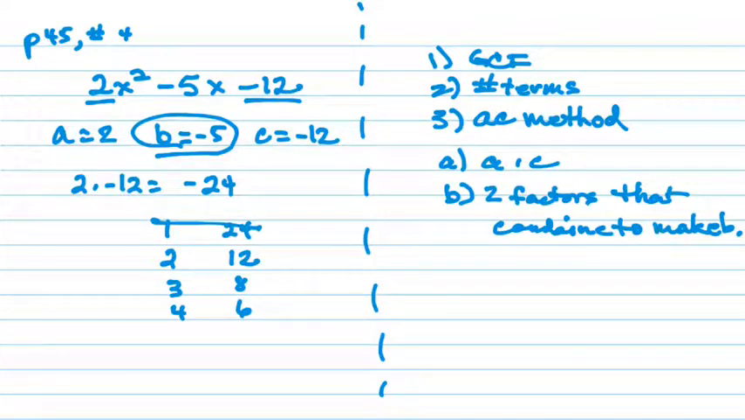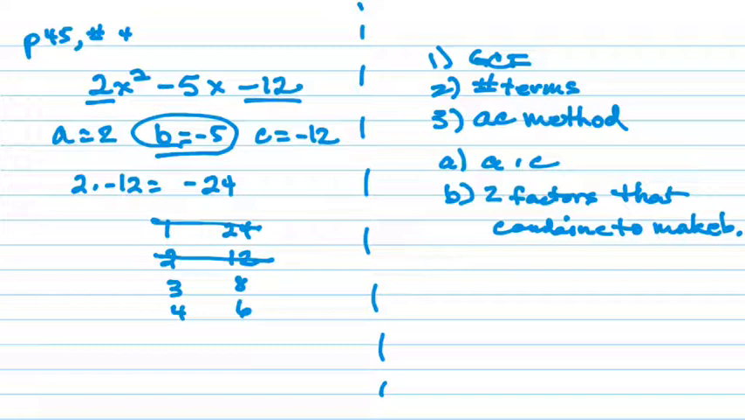I'm still walking through. 2 and 12: if you add them, you get 14. Is that what I want? No. If you subtract 2 from 12, you get 10. Is that what I want? Nope. So that won't work. 3 and 8: if you add them, you get 11. Is that what I want? No. But if I subtract 8 and 3, I get 5. Okay? The next thing I said is be careful about the signs. Guys, come on.